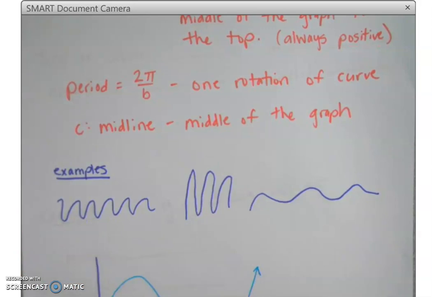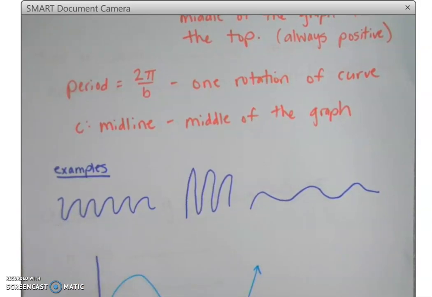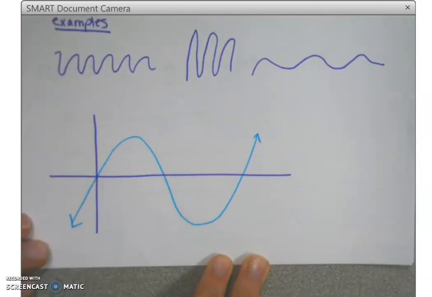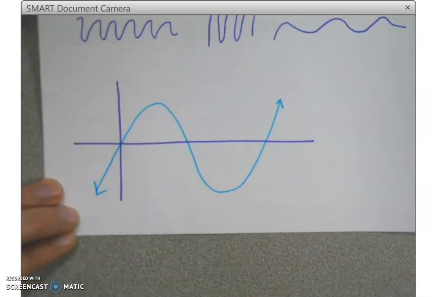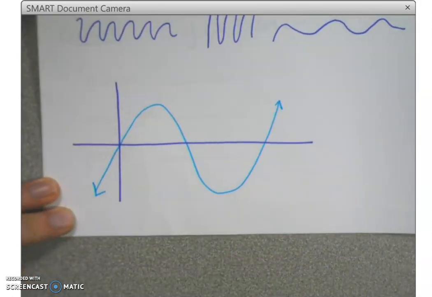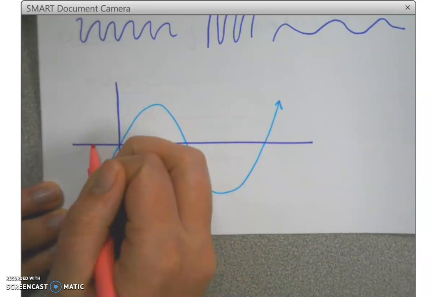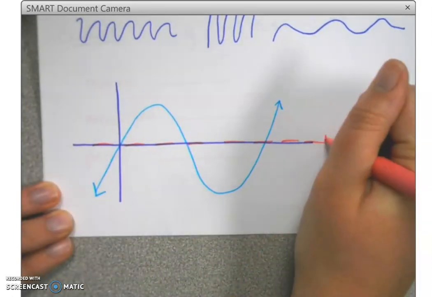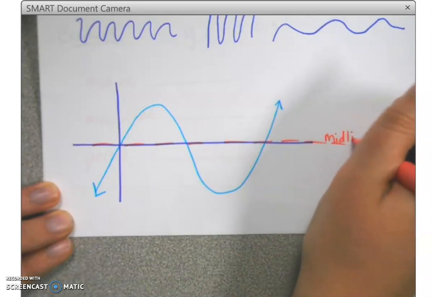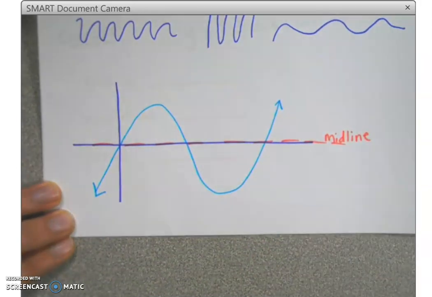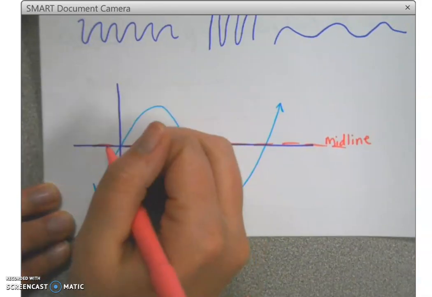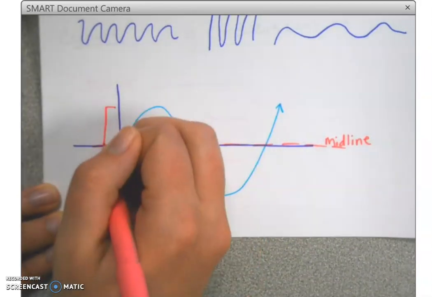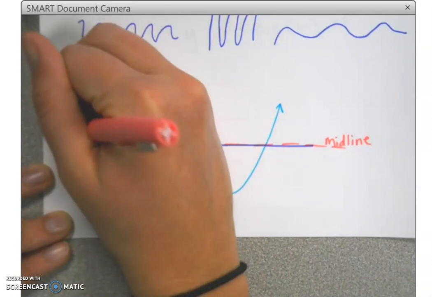So I do want to show you where all of these vocabulary words are on a graph. This is a sine graph. So your midline is the middle. So if I was to cut this graph right down the middle, sometimes it's the x-axis, sometimes it's not. That's your midline. Cuts it in half. Your amplitude is the distance from the midline to the top. So however far that is.